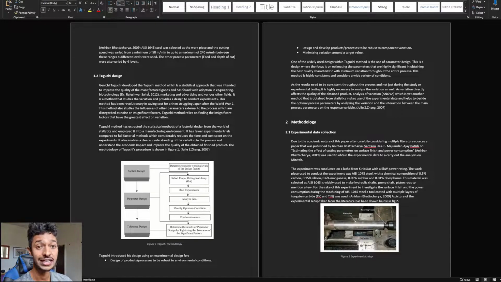So the methodology section is where you indicate the sort of method that you are going to use in order to reach the conclusions that are shown in the journal paper. So here you can see the methodology that I used.